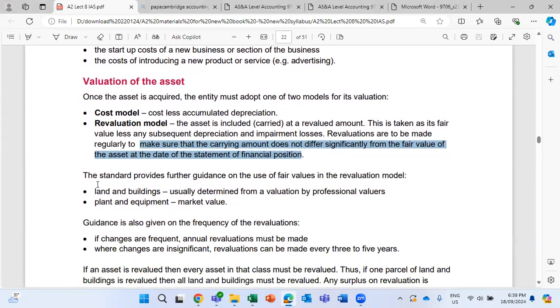Okay, so the statement provides further guidance on the use of fair values in the revaluation amount. In the case of land and building, usually this valuation process is carried out by a team of professional valuers. But in the case of plant and equipment, we follow what the market value is, which means we need to do some research as to what the current market value is. So long as the carrying amount and the market value are not so far off, right? If it's far off, then we need to revalue it.